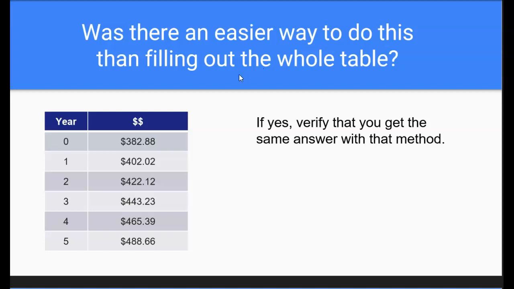Well, we've used equations to make things easier. We know that we're multiplying here, so this is geometric. And we can use the form f of x equals a times b to the x for a geometric sequence. A is our value at 0, that's over here, 382.88. And b is our common ratio, what we're multiplying by each time. Remember, that was 1.05 for our 5% interest rate, so that's our common ratio.